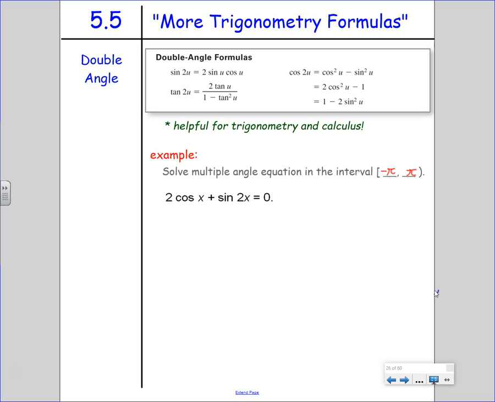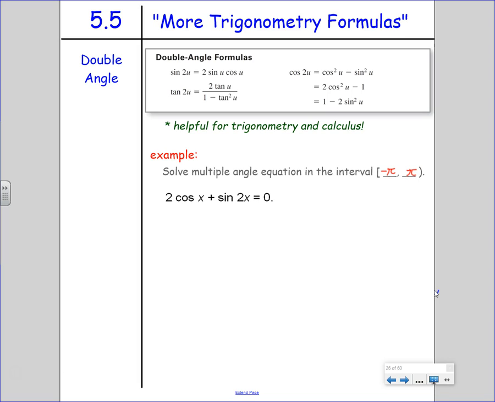All right. Do you need to write this down again? Yes. Let's play with it. Solve multiple angle. Directions: solve. Find the specific ones. Not prove.